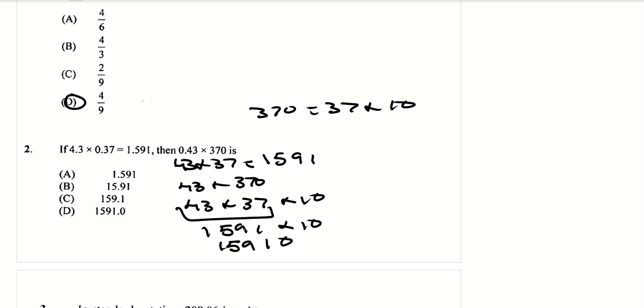15910. And then you count how many digits after your decimal point. 1, 2. So you shift this 2 places. So it'll be 159.1, which is C.